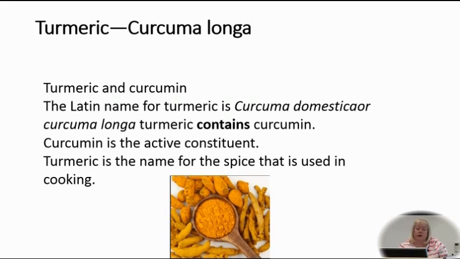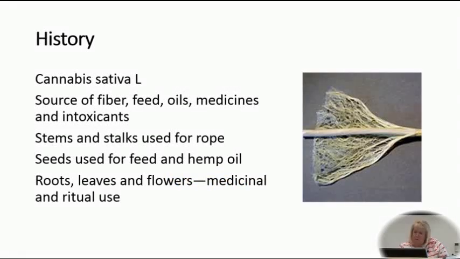The herb I'm usually asked about more than anything else, however, is cannabis sativa. And so that is the hemp plant or the marijuana plant. The stems and stalks are used for rope. It has been a source of fiber and feed and oils and medicines and intoxicants for a number of years. The roots, leaves, and flowers tend to be the medicinal part and are used for ritual use.